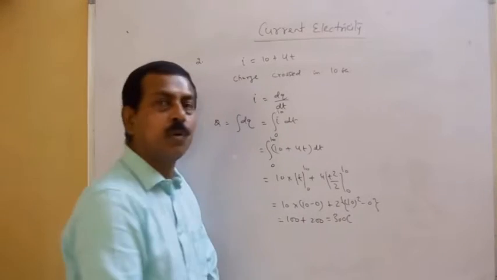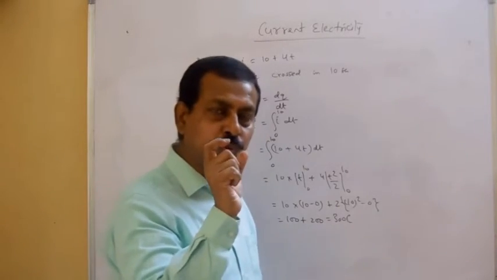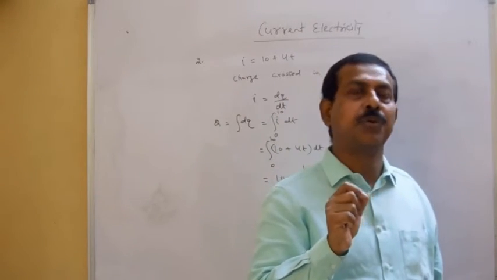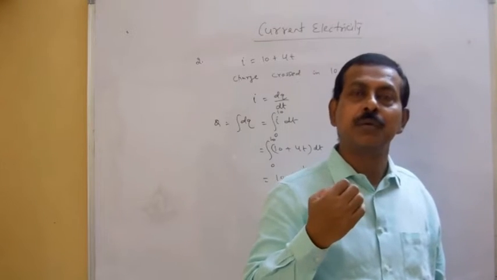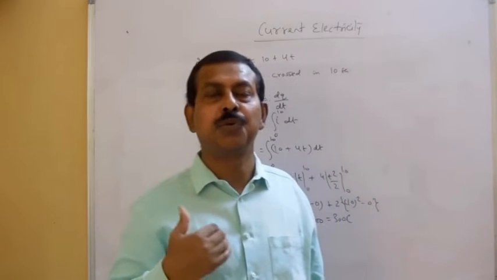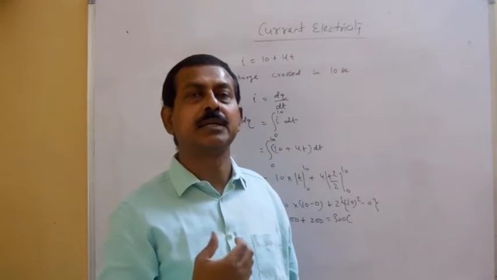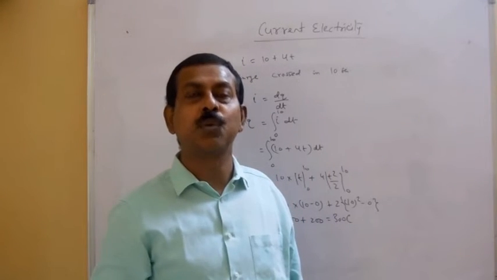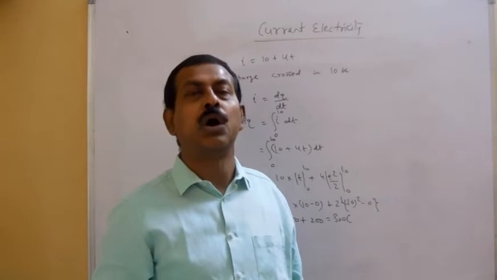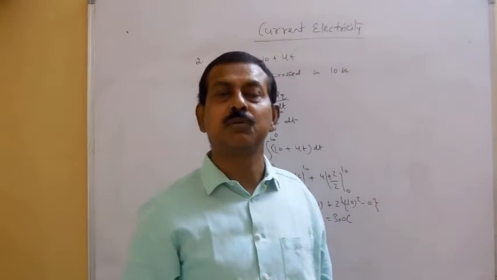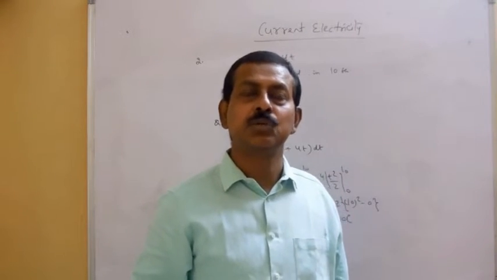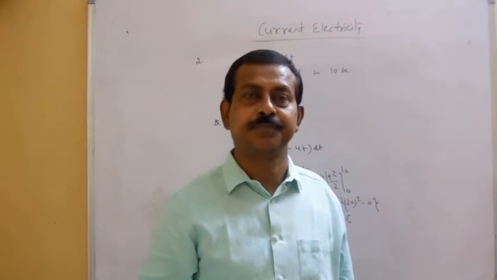So what we have done, we have used only 2 formulas here for current. One for average current and the other for instantaneous current. And using this formula, you can get either the current which is required in the particular problem, or the charge which has flown through a particular section of the conductor. So we can use these formulas.